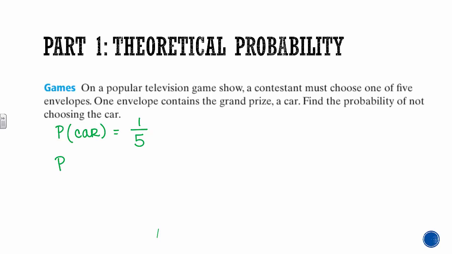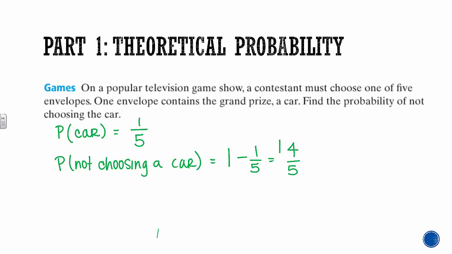So the probability of not choosing a car we know has to be 1 minus the probability of choosing a car, or 4/5. And I know for this one you can stop and just think about it. If only one envelope contains it, there are 4 that don't. So there's no car inside out of the total envelopes.